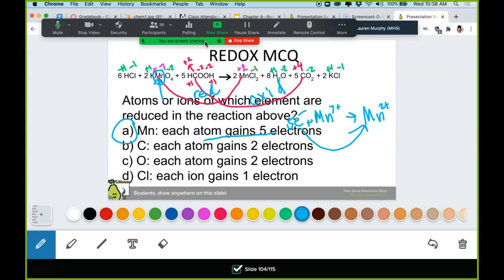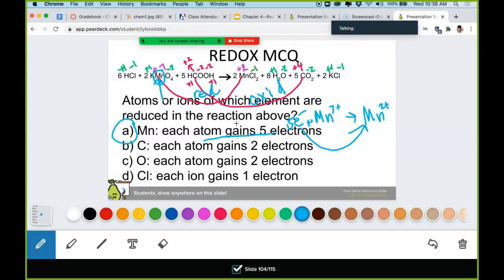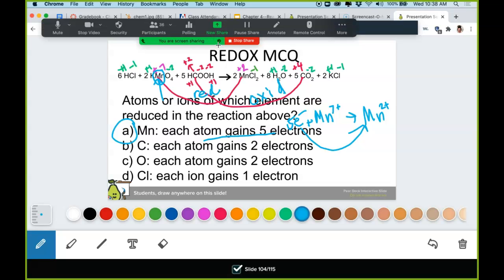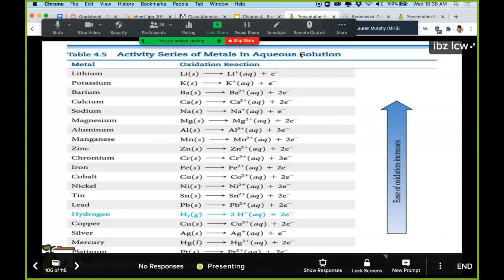Are there any questions about this redox multiple choice question? Okay, so last thing for today.